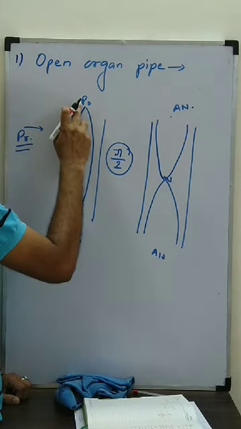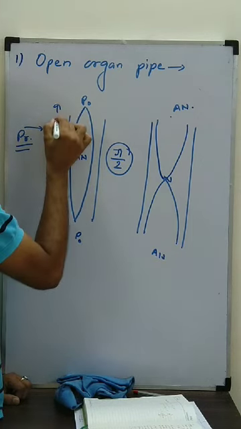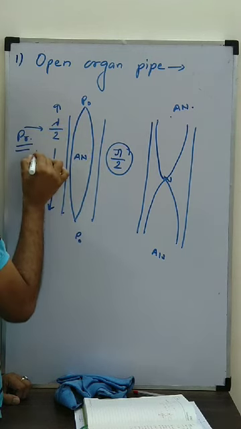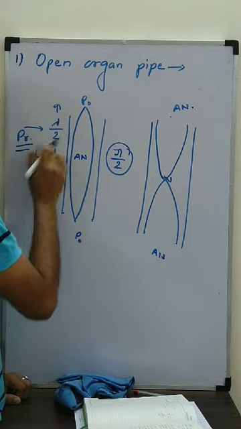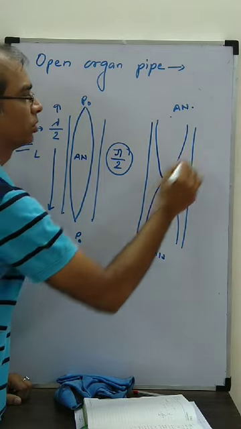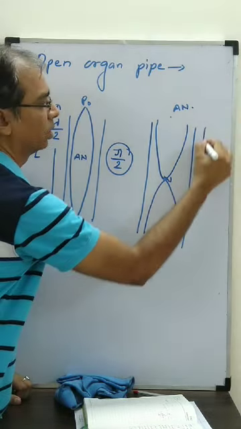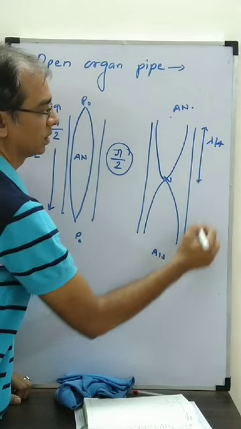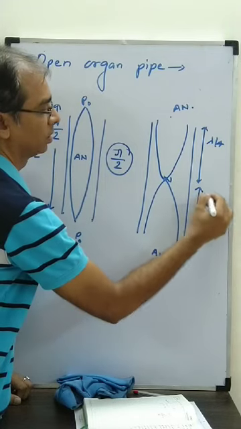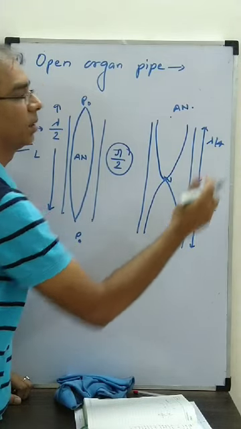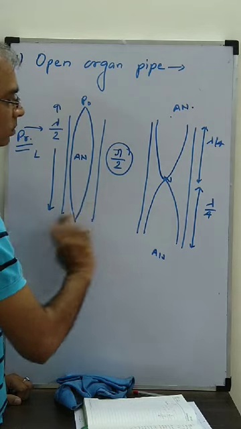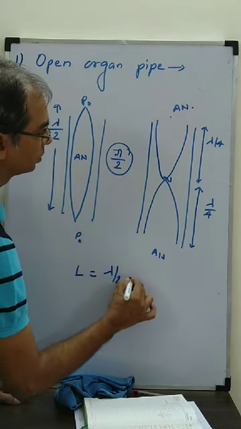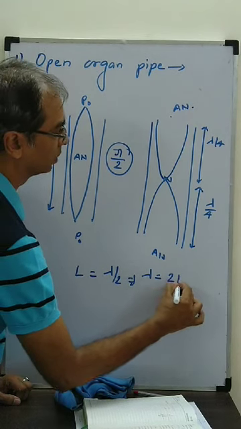Now again, this is a node and this is a node. That means this will be lambda by 2. And if the organ pipe's length is L, then we can say L equals lambda by 2. Check here also. Now this is an antinode and this is a node. That means lambda by 4. And this is again a node and this is an antinode. This is lambda by 4. So lambda by 4 plus lambda by 4, that means lambda by 2. Same. So we can write L equals lambda by 2. That means lambda equals 2L.